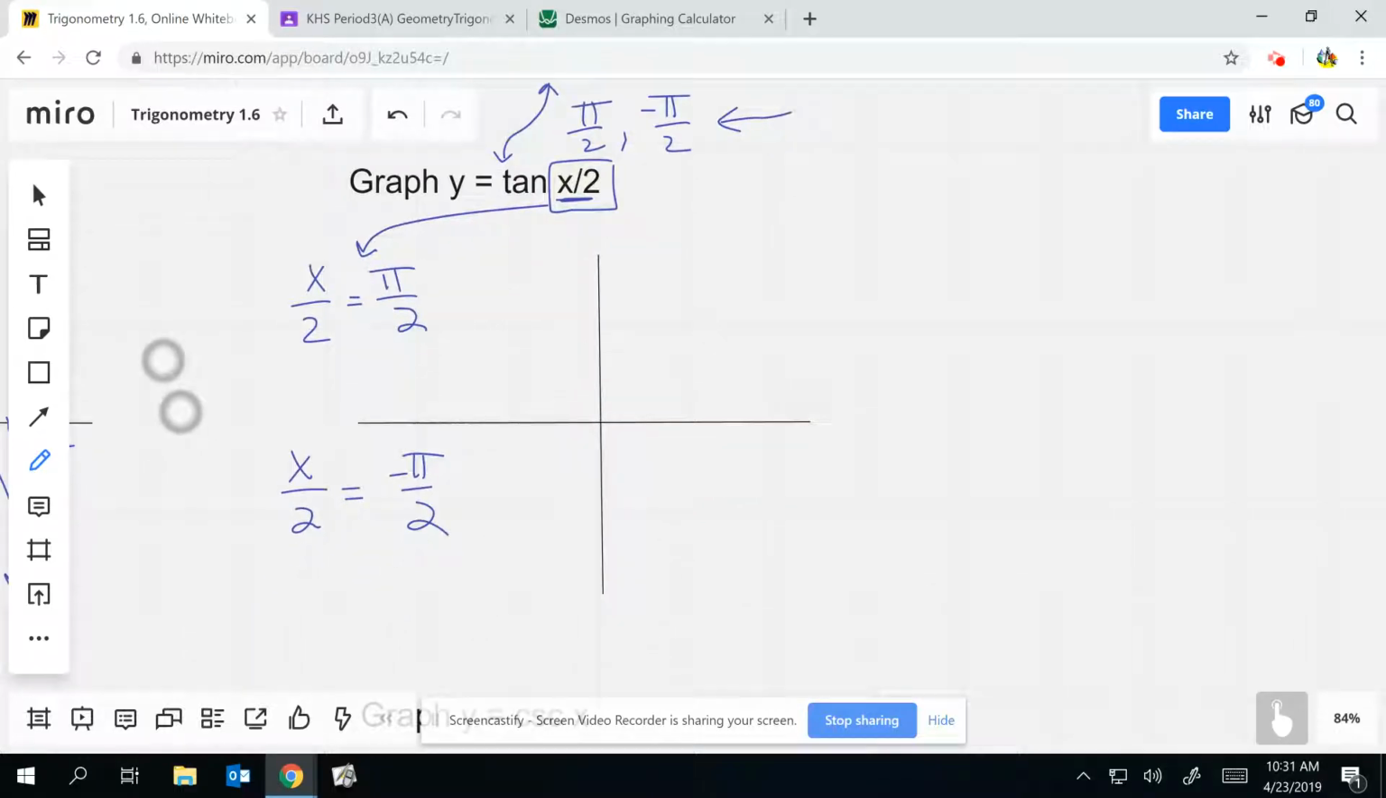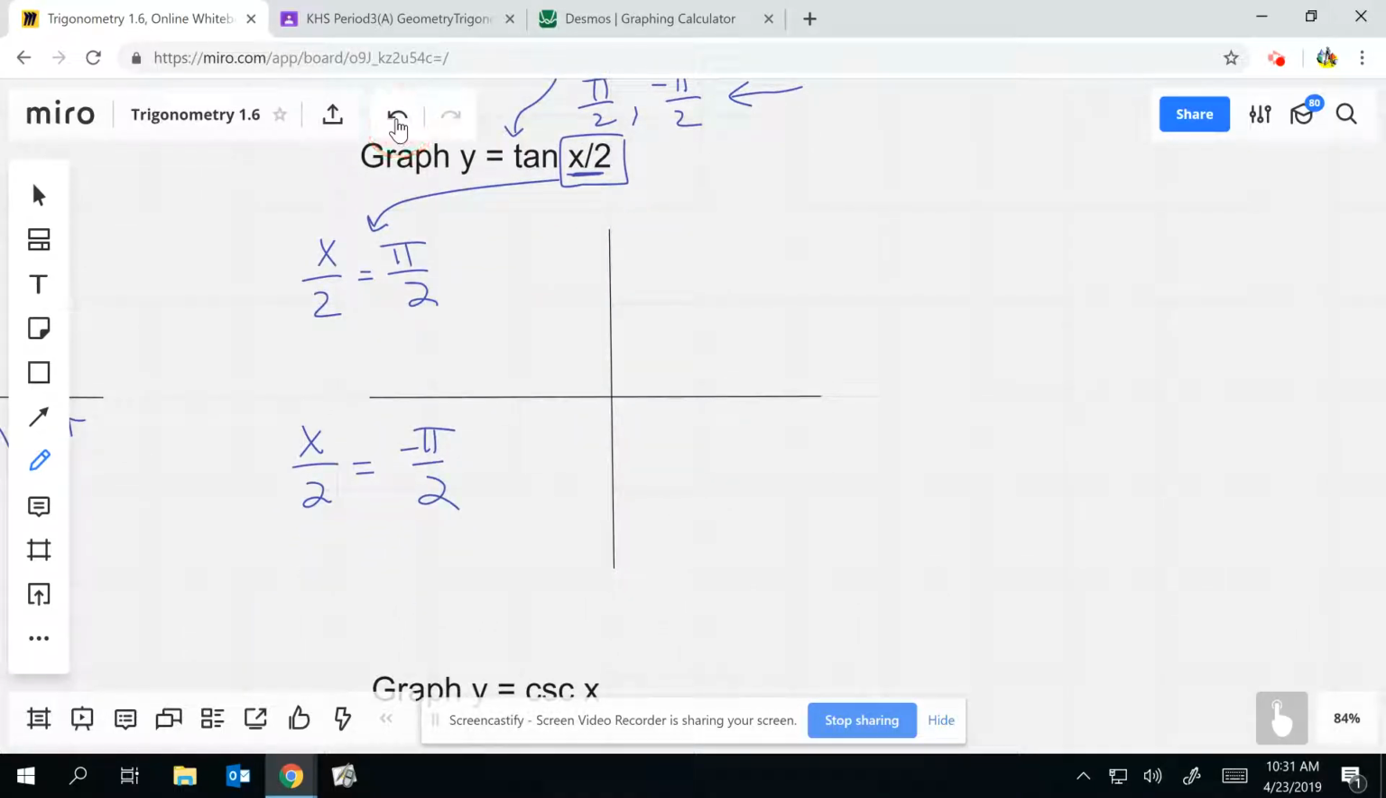So we got to find out what could we put into x that would make a pi over 2, and what could we put into x to make a negative pi over 2? Because those are our dotted areas. So how do I solve this? You kind of don't even really need to solve this one, right? If you've got x over 2 and it needs to be pi over 2, then what does x have to be?